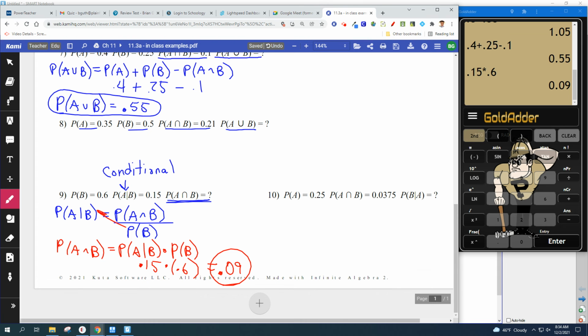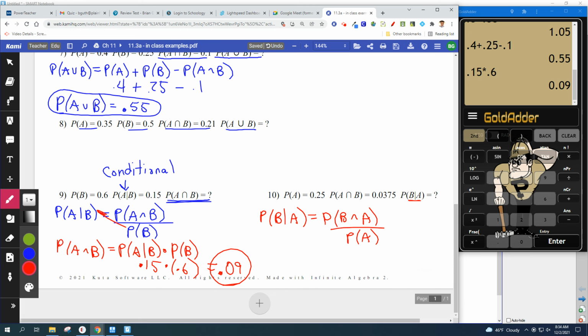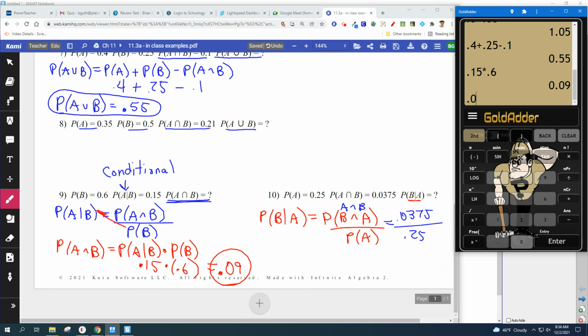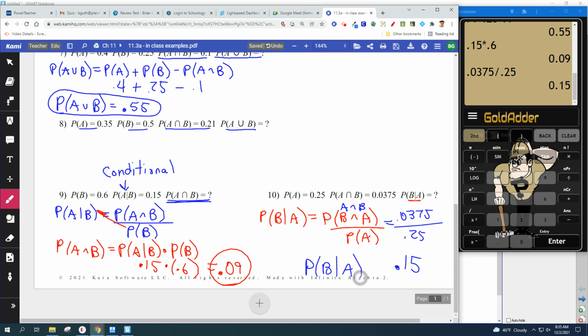And then the last one, notice they switched it around and put B given A. That's fine. You can really put any of the letters anywhere as long as it follows this pattern, okay? So normally what you would say is probability of B given A over probability of A. But B given A, if I said Bob and Andy or Andy and Bob, it doesn't really matter which order that's in. So they're giving me the probability of A and B is 0.0375. The probability of A was 0.25. So all I'm doing is dividing 0.0375 by 0.25, get 0.15. Probability of B given A equals 0.15.